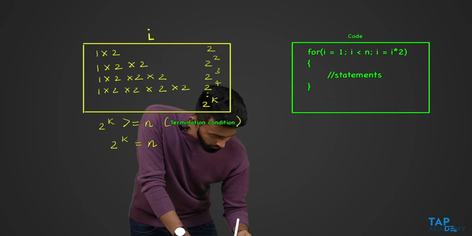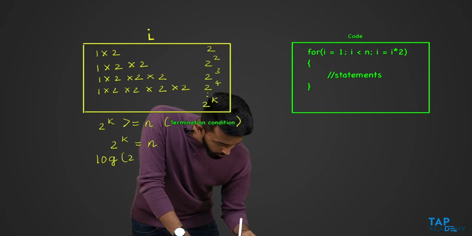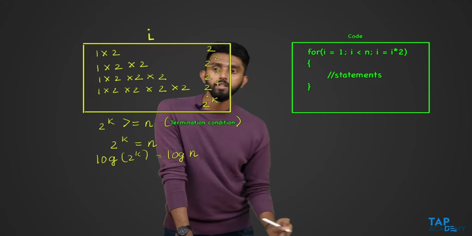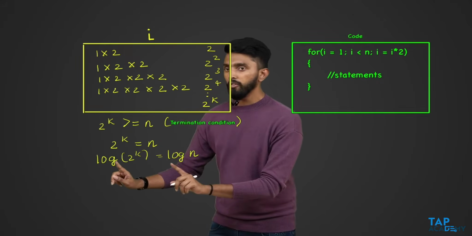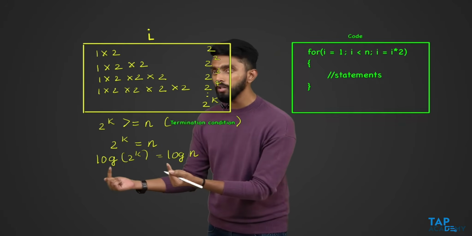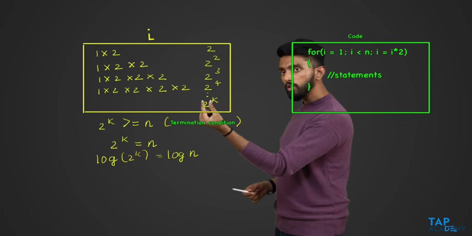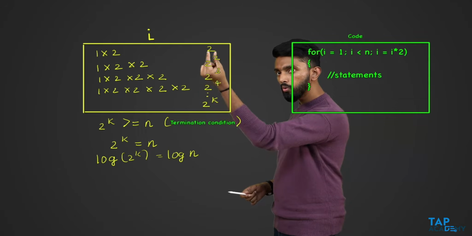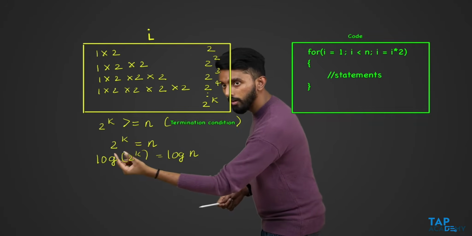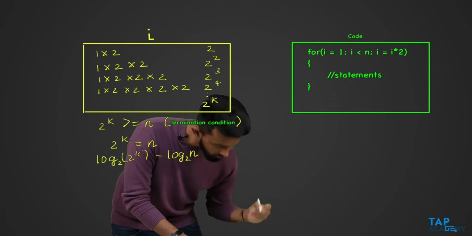Which means, don't you think I can write this as log of 2 to the power k is equal to log n, like this I can write. Now the question is, different logs come with different bases, right? Base 2, base 10. Now what is the base here, you must be wondering. It's very simple. Look at this. This is the base. What is the base? 2. So whenever you apply log here, because the base is 2, you will be applying log to the base 2 like this.